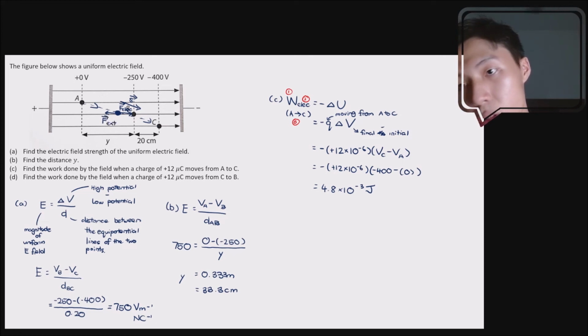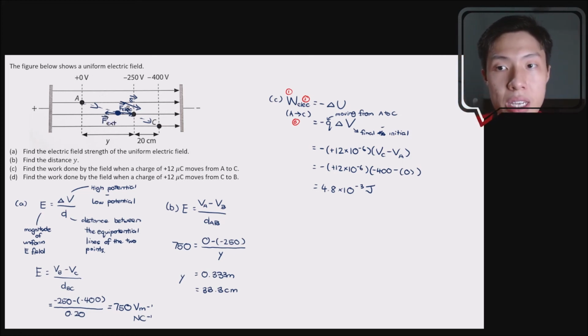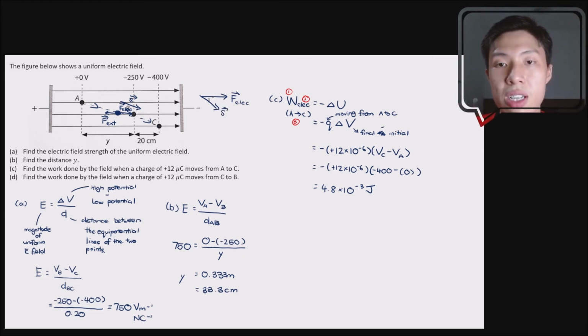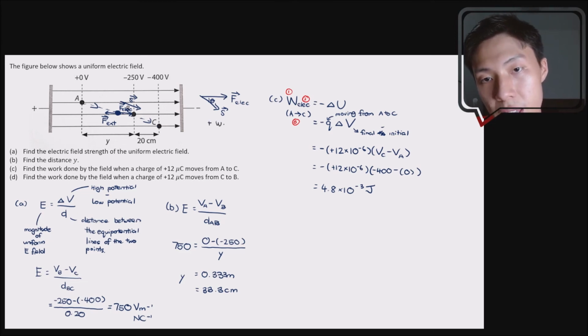Okay, so they are looking for the work done by the electric field. So it's the work done by the electric force then. The electric force is pointing in this direction, and the displacement is pointing in this direction. So if you calculate F s cos theta, you know that this cos theta will result in a positive answer. So this will mean you get a positive work done.